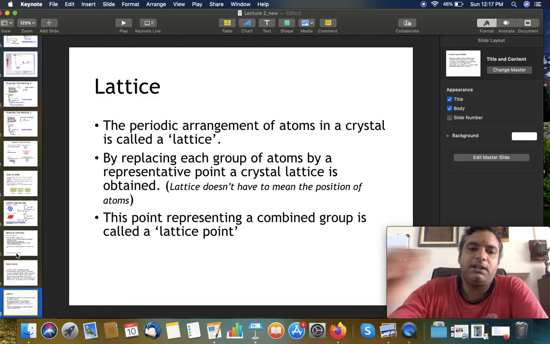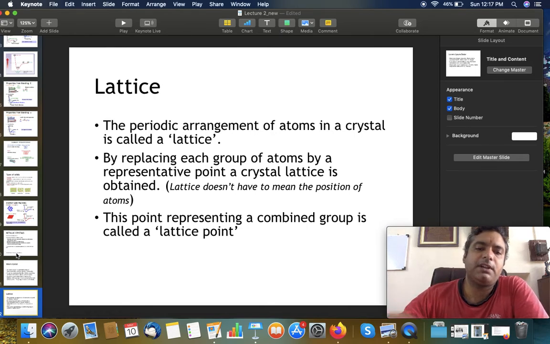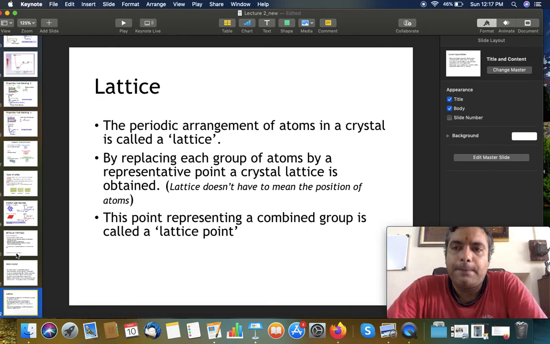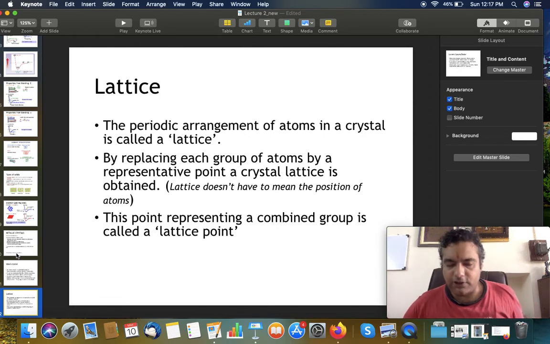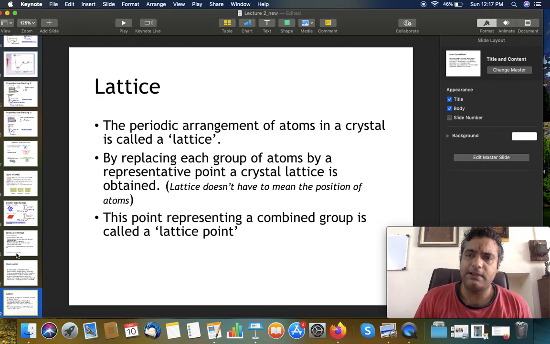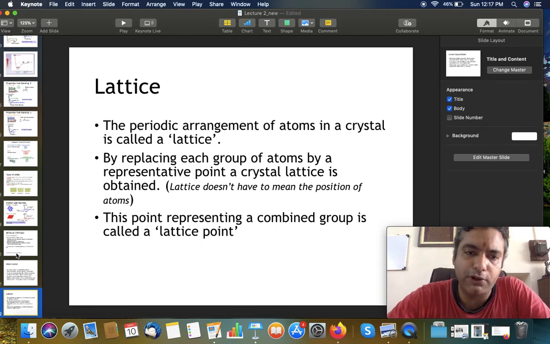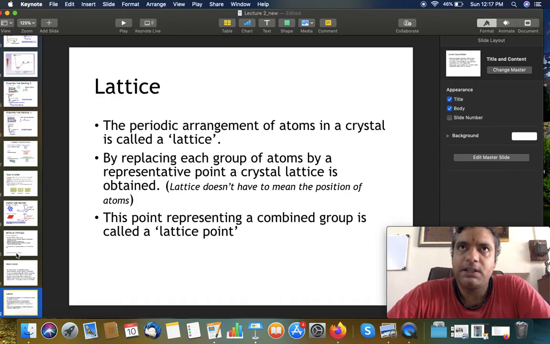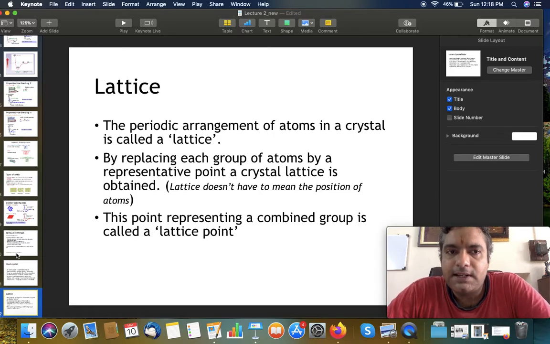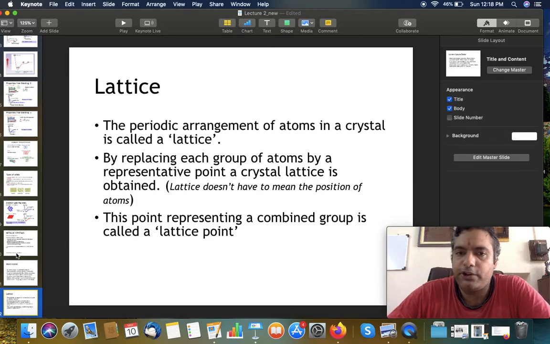This combined lattice point is called a site structure, but these structures are somehow different. I'll come to that point later. What at this point we have to remember is that any kind of representative repeatable unit is called a lattice, and the point with which we represent a lattice is called a lattice point.